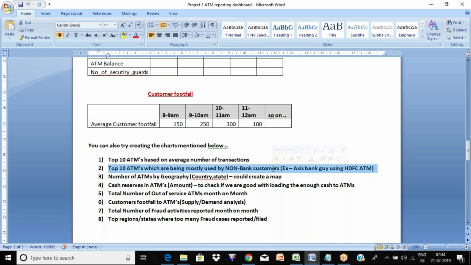Example, Axis Bank customers using an HDFC ATM, right? So you want to get insights on that also. Number of ATMs by geography. So this one is good data to use for a map. We have learned how to create a geographical map in Tableau. So this data would be good to create a map. You can create an India map, and then different states, and whatever different metrics you can store or you can show in that map.